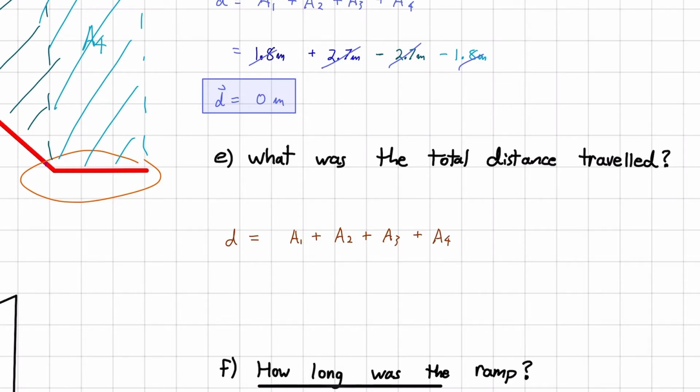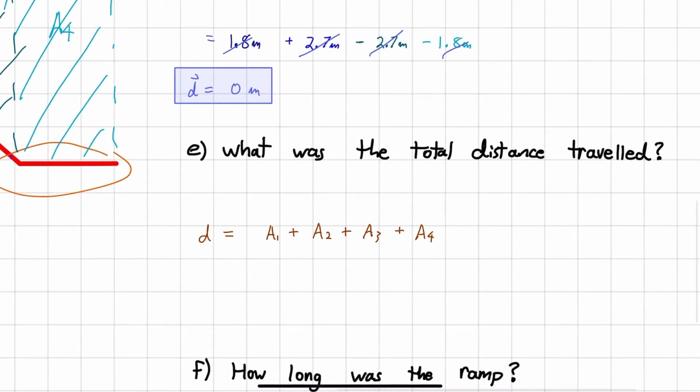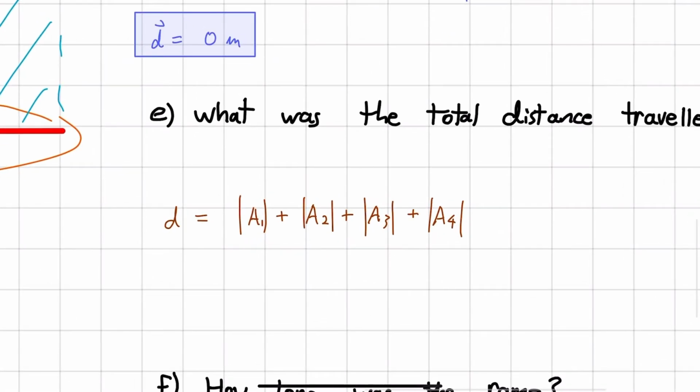but the only difference is that we don't care about direction here. We only care about distance, and there's no direction associated. So whether it's positive or negative makes no difference to us. We just want to add up the absolute values. So that's what these lines indicate, absolute values.